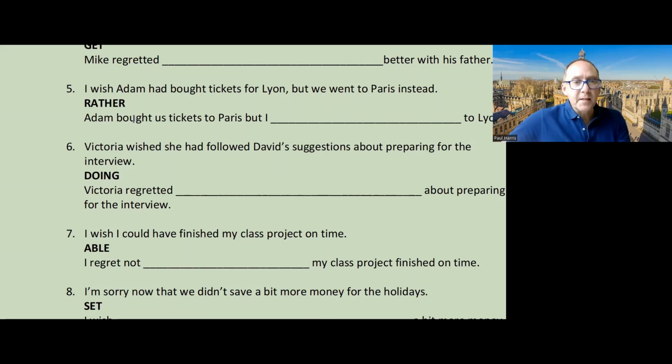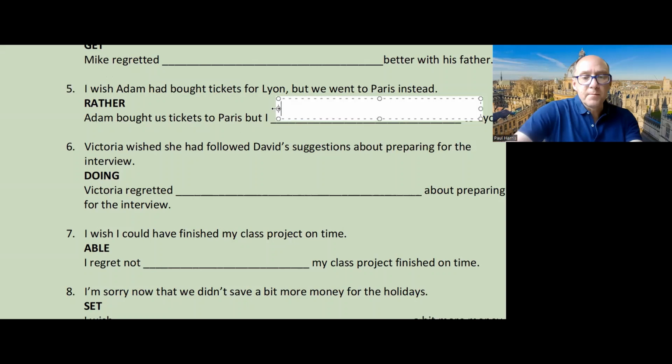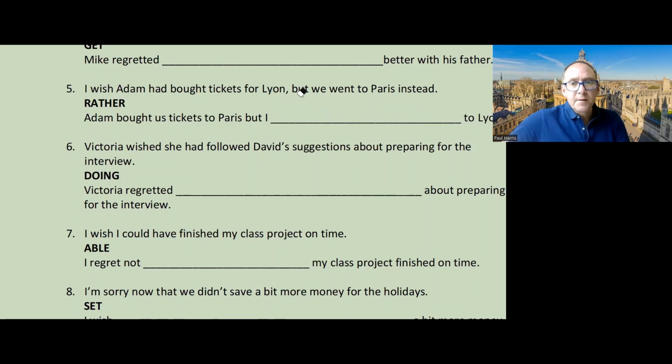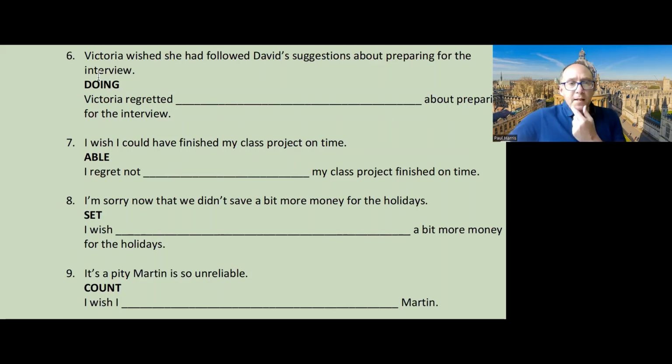So what are we talking about here? Adam bought us tickets to Paris, but I would rather have gone to Lyon. Okay, so would rather, if we're talking about the past, we need to use this expression with have plus past participle. Would rather have plus past participle, we'll talk about the past. And that gives us very much this idea of wish past perfect, which also refers to wishes in the past. Okay, let's remove this and we'll move the screen up a bit more. Okay, let's move on to the next part.